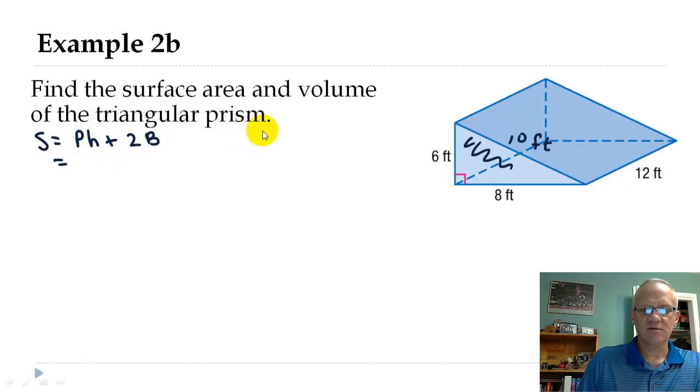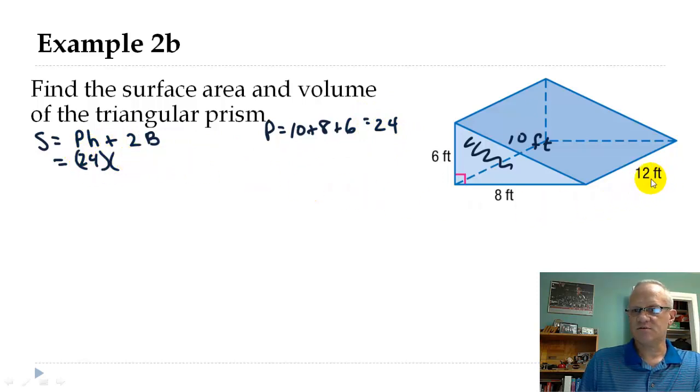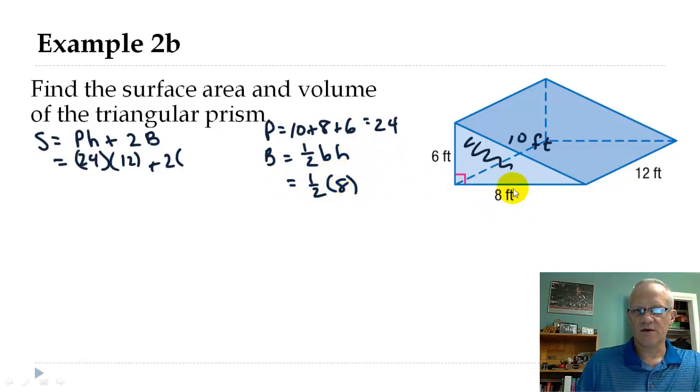Okay, so I'm going to just do this off to the side here. So 10 plus 8 plus 6, which together would be what? 24, right? So the big P is 24. The height is this 12 right here, plus 2 times B. And remember, the B is the area of this triangle. So remember, 1/2 little b base times height. In this case, I'm going to make the base 8, and the height would be 6.